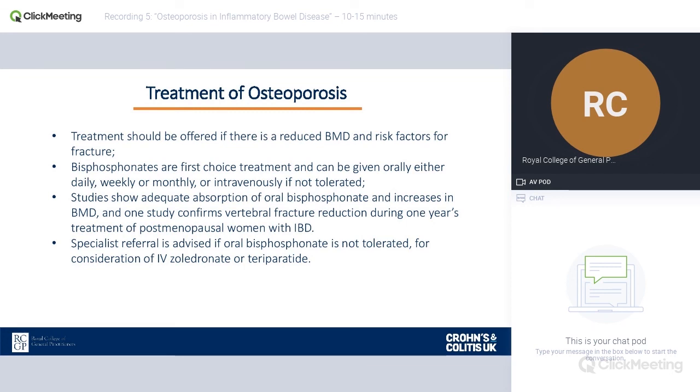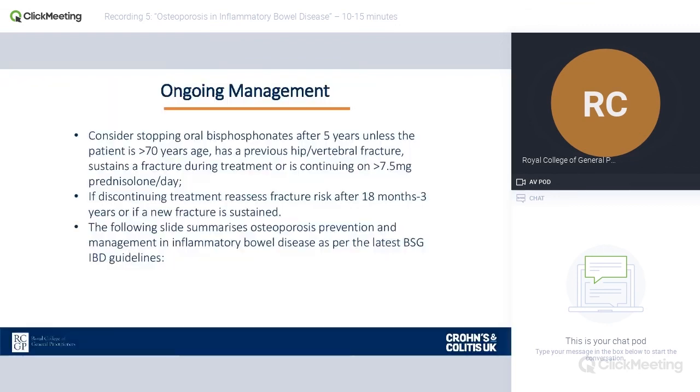I would consider, if oral bisphosphonates are not tolerated, these are the patients that need to be referred to your local bone clinic for IV zoledronate or teriparatide. So with regards to the ongoing management, an area that perhaps we're all aware of, oral bisphosphonates, we know they're safe, we know they're effective on the whole. They do carry a significant side effect, and whilst it's rare, it seems to be more common in patients that are on them for a long period of time.